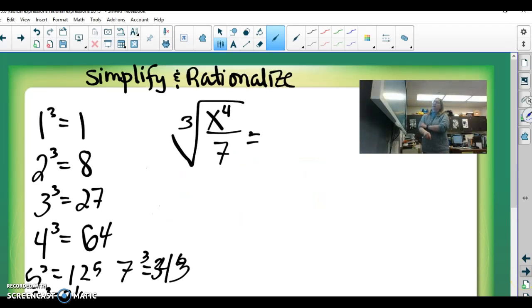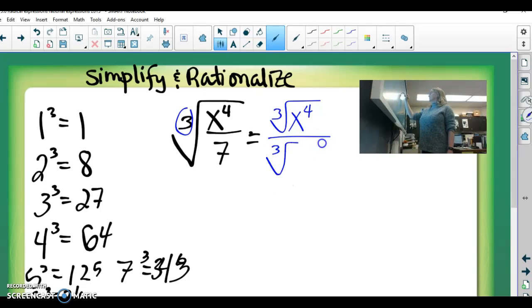Okay, we're going to simplify and rationalize this one right here. And the reason I wrote down these perfect cubes, 1 cubed, 2 cubed, 3 cubed, is because I have a cube root here, and I'm going to be looking at how I can make the cube root of 7 not have a radical with it anymore. So here's how you do it. We're going to first split it up. We're going to take the cube root of x to the 4th and the cube root of 7.